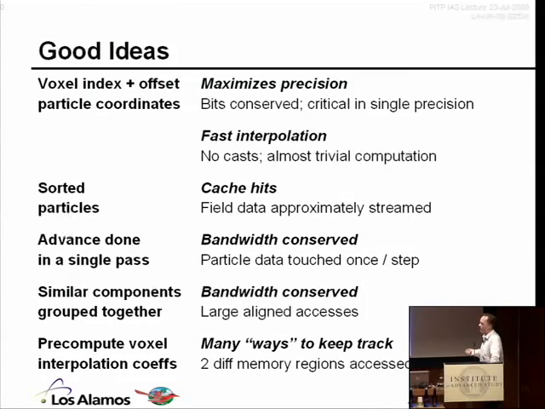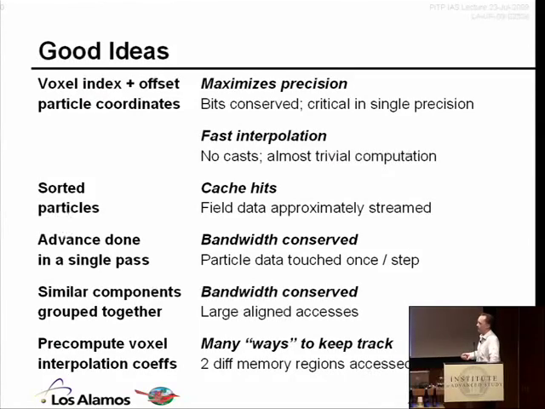We also do the advance in a single pass, so we have essentially a monolithic particle advance loop which does everything from the field interpolation to the magnetic field rotation to the placing of the particles to interpolating the current from it. This is nice because we only touch the particle once per step. As a result, we end up maximizing our potential gain, using the bandwidth given to us as efficiently as possible. We also group similar components together, so our particles are stored contiguously within memory. When we get particle data, it comes in a big, large aligned access, and likewise we do that for the field data structures.